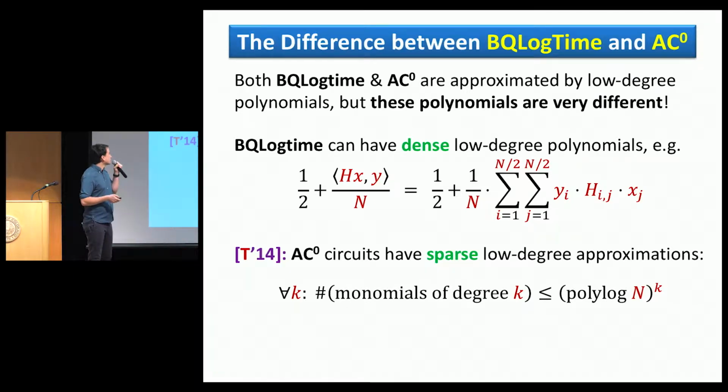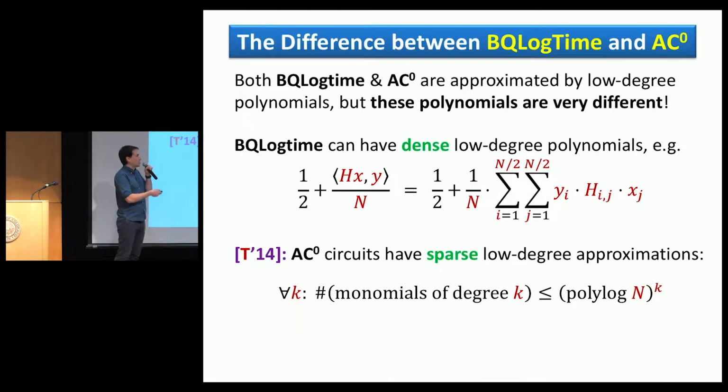On one hand, some tasks that BQ log time, that is quantum logarithmic time, can solve require very dense low degree approximations. On the other hand, AC0 circuits always have sparse low degree approximations. And let me show you that we already saw this in the analysis of the algorithm of Scott and Andres. We said that the probability of acceptance of their algorithm is 1/2 plus the inner product of h, x, and y divided by n.